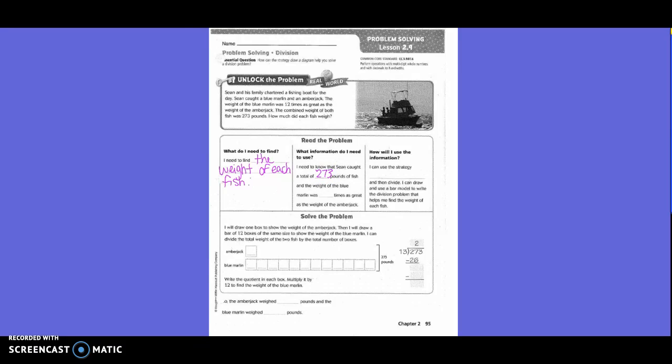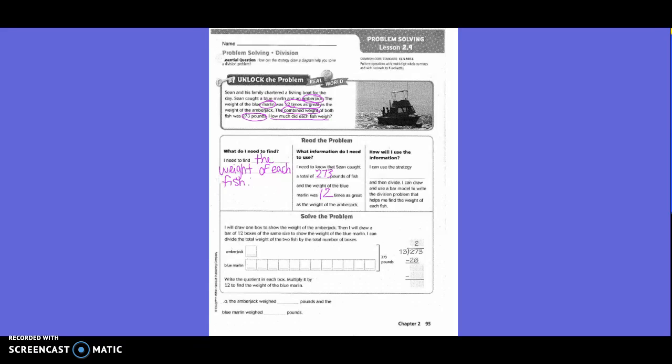And the weight of the blue marlin was 12 times as great as the weight of the amberjack. So marlin, 12 times as great. Amberjack. And then combined weight is 273 pounds. How much did each fish weigh?